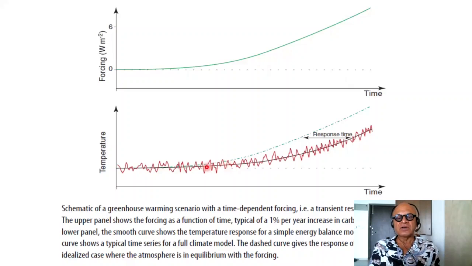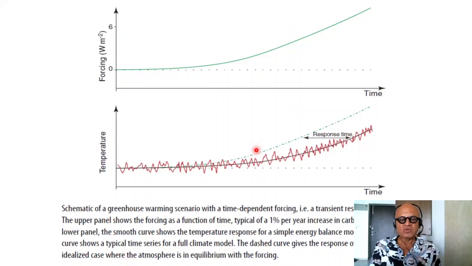So the instantaneous adjustment, so typically 1% per year increase in carbon dioxide happens. Here we are showing the smooth curve. The temperature response to a simple energy balance model will give you quick adjustments without worrying about internal feedbacks.